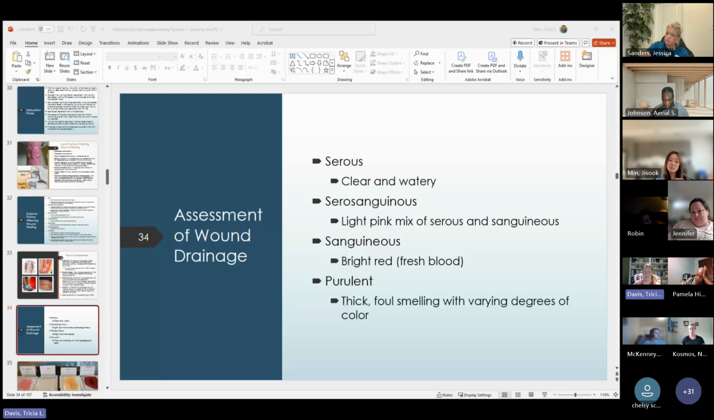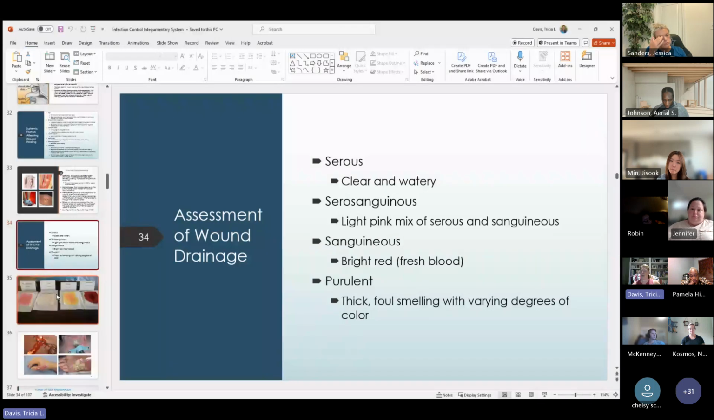And then purulent is another type of drainage that we can see. Usually purulent, again, has all those white blood cells in it. It can be very thick, and it definitely does not smell good. With purulent, you can see a lot of different colors depending on what it is. It could be yellow, tan, green, brown. It could be a lot of different colors just depending on where it's coming from and what it is.